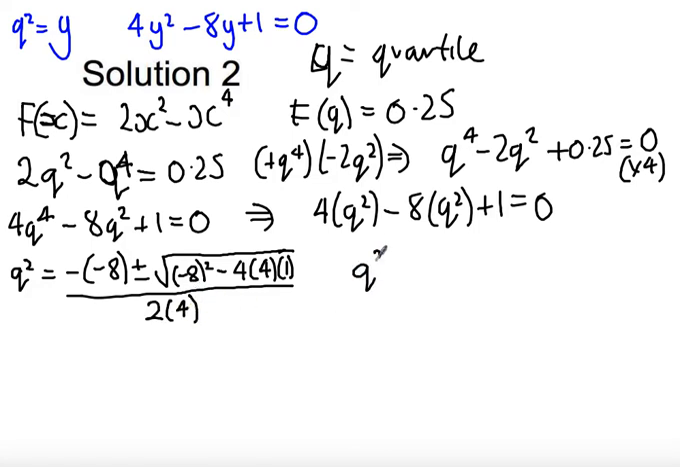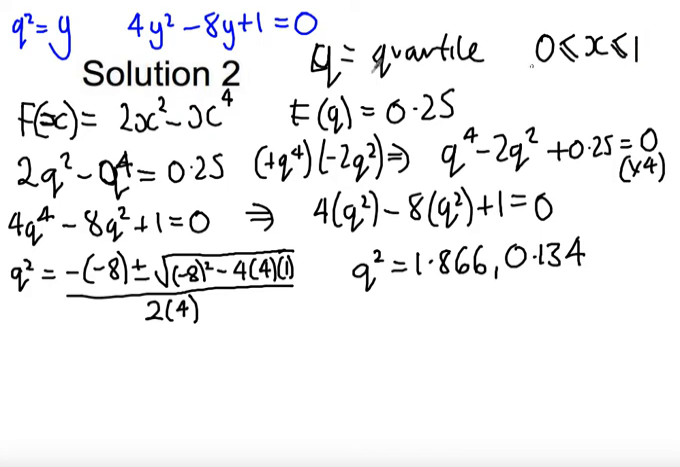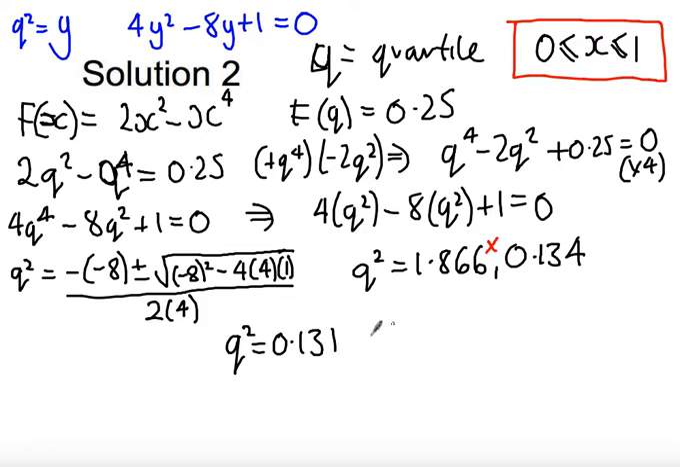If we work through this on a calculator, you'll get two values. One on the calculator will be 1.866, and the other will be 0.134. Again, I want to highlight the fact that the range, remember, is x must lie between 0 and 1. So our values must lie between 0 and 1, and so the 1.866 is ruled out as a possible value for the quartile. So we get left with q squared must be equal to 0.134.